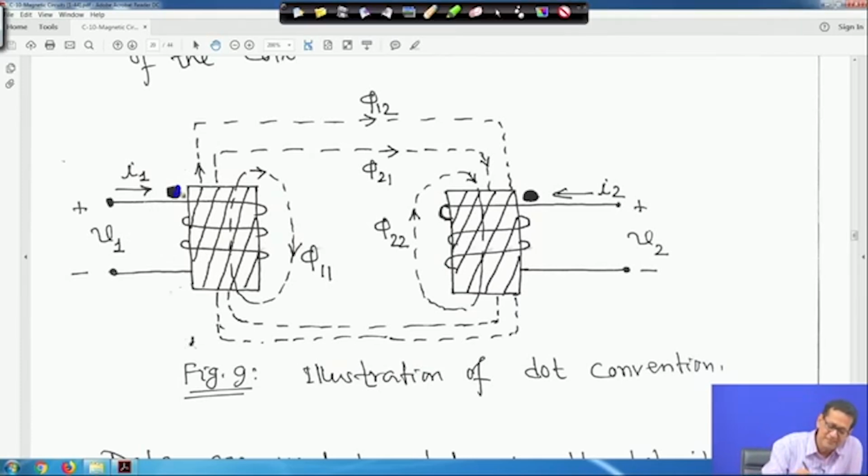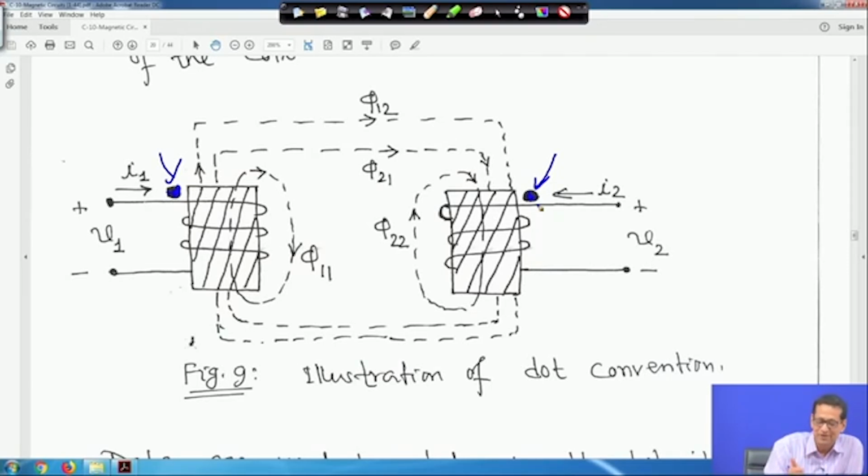Suppose a dot is here, and here also a dot is there, here also, here also. This is the illustration of the dot convention, where the coils are wound here. Now, this current I1 is in this direction and I2 is in this direction. Now, the question is how do we take plus or minus. This is the current entering.